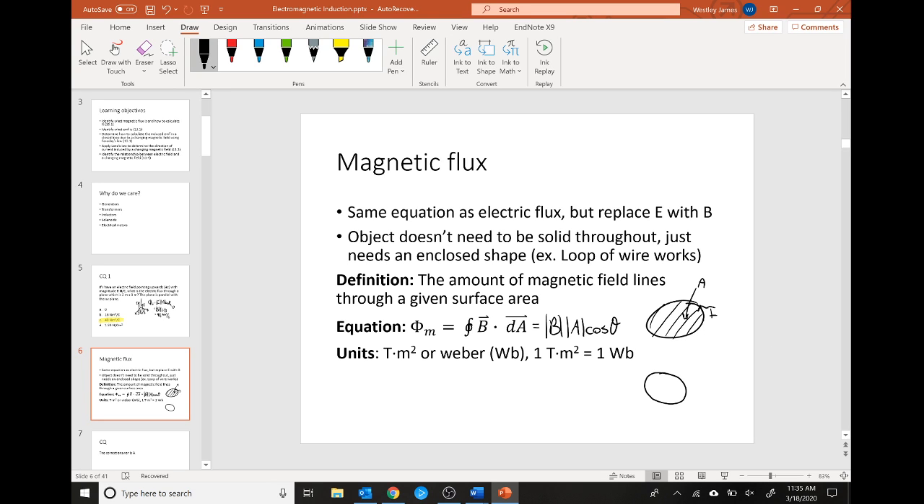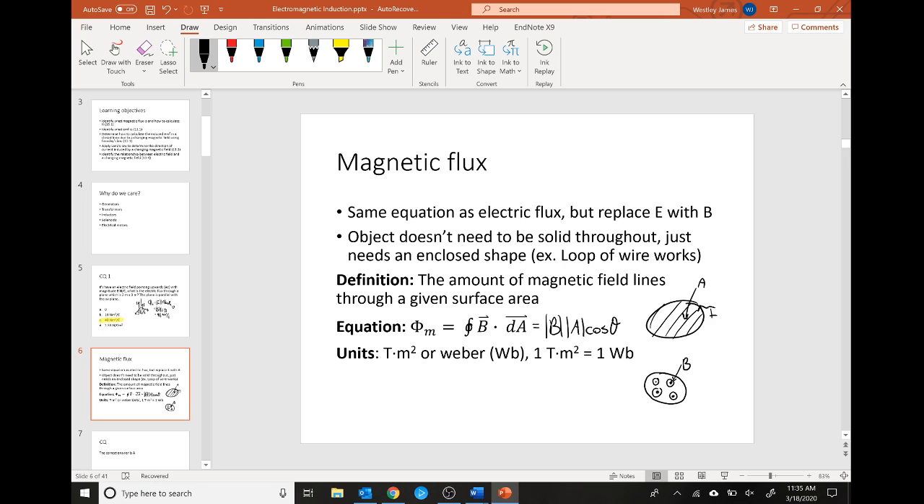Loop of wire. It doesn't even need to have current going through it, just a piece of wire. And we'll say this wire is flat with the page. And I have a bunch of magnetic field lines going out of the board. That means that this has some flux going through it.